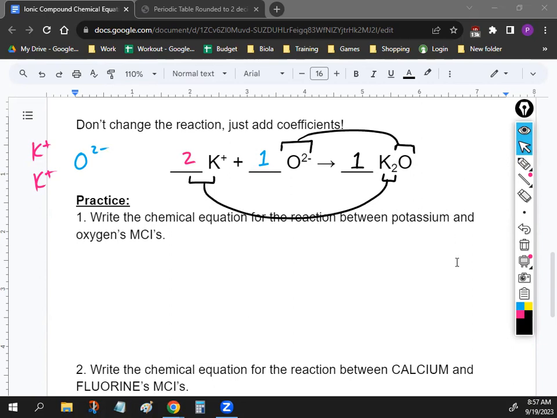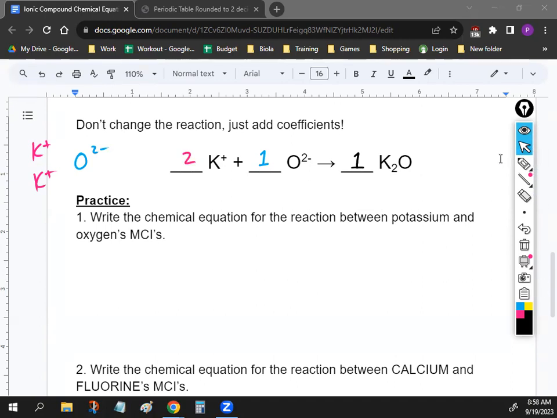Yes. So it doesn't matter if it's positive or negative? It does not matter if it's positive or negative. That's for balancing the ionic compound. But the numbers have nothing to do with positive, negative. Yeah, good question. All right. Any other questions?